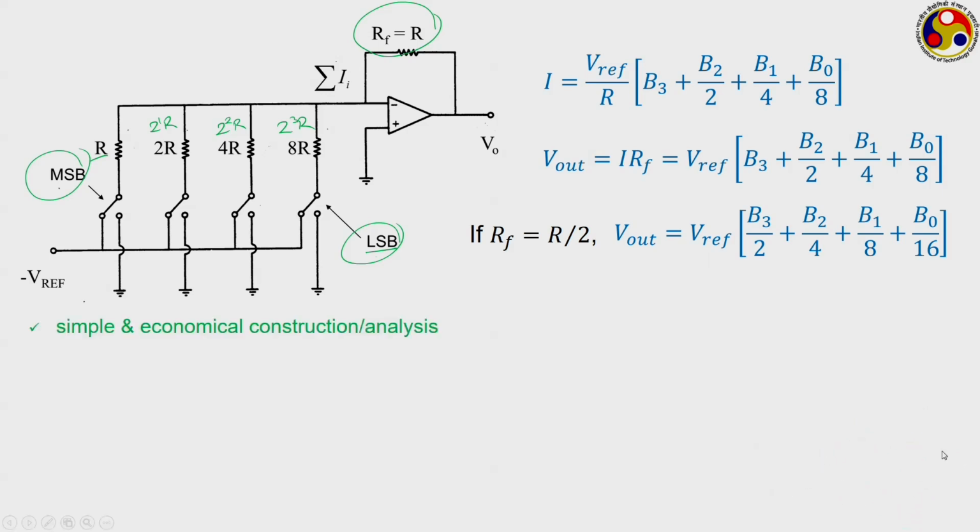So, the biggest advantage of this structure is that it is very simple and easy to understand. It is an economical construction from a design point of view and also easy to analyze, and quite fast in conversion, because all of them are working in parallel.